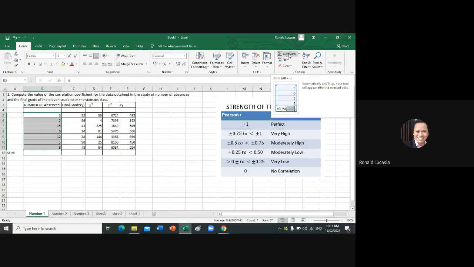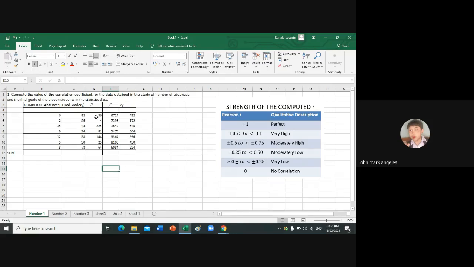Sir, we click... question mark. Yung sa x squared po tapos sa y squared, squared lang po yung idadagdag doon. Yes. Look at this one. Tapos sa x and y, we multiply na po. Multiply x, 6 times 82. Okay po, sir. Thank you po.